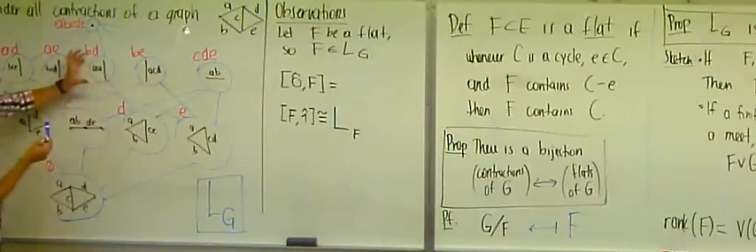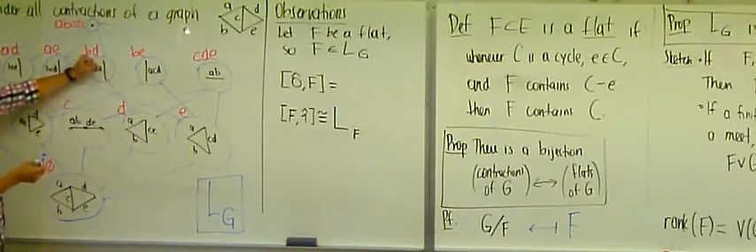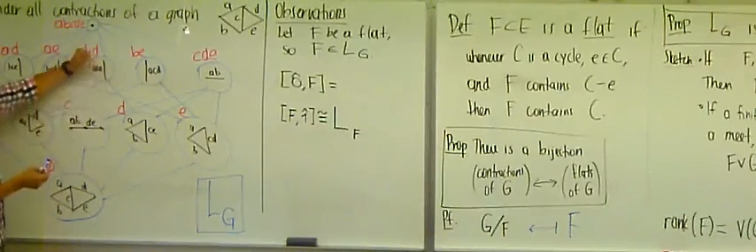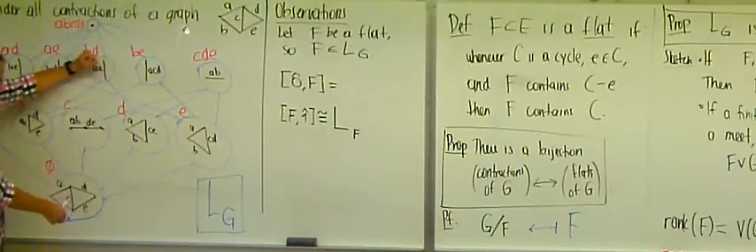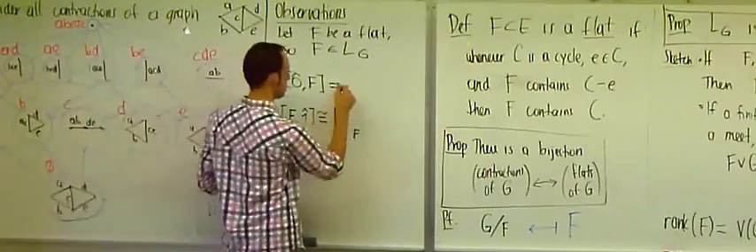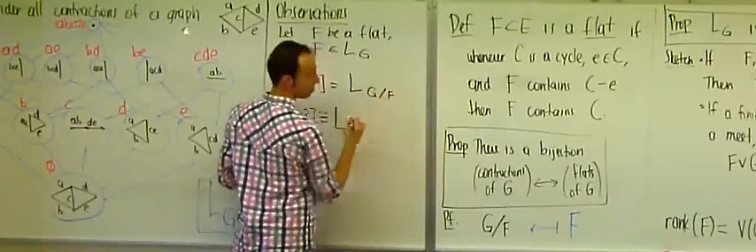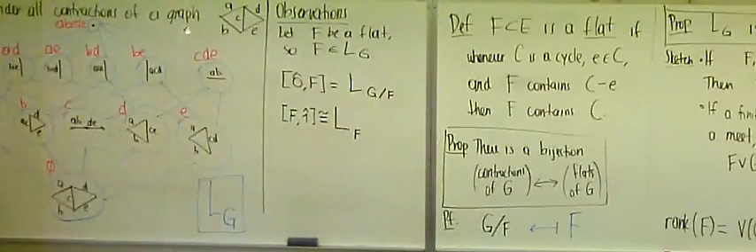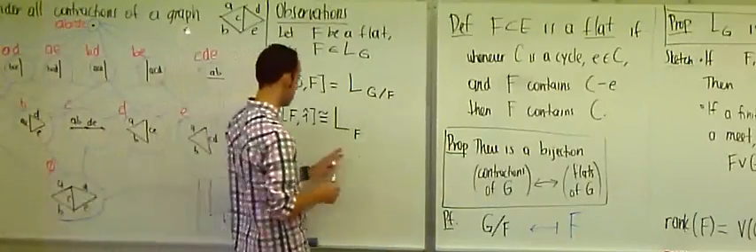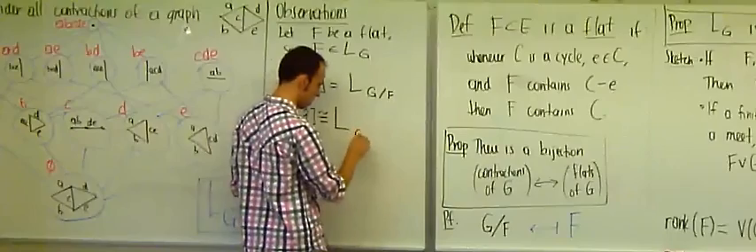Well, if you imagine that you take this flat and you contract it, AC and E are all identified, then you'll see that the interval from here to here is exactly the lattice of flats of that contraction. The graph contracted F. And let me write this a little bit differently. It's going to be the same thing, but I'm going to write the graph restricted to F.